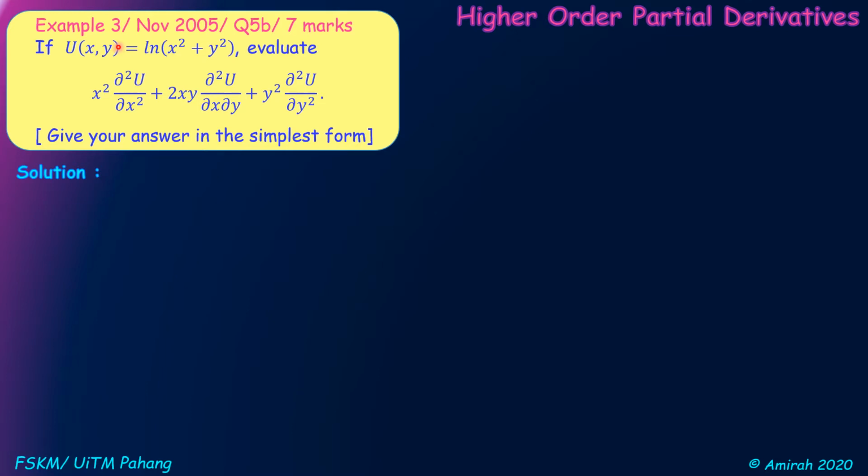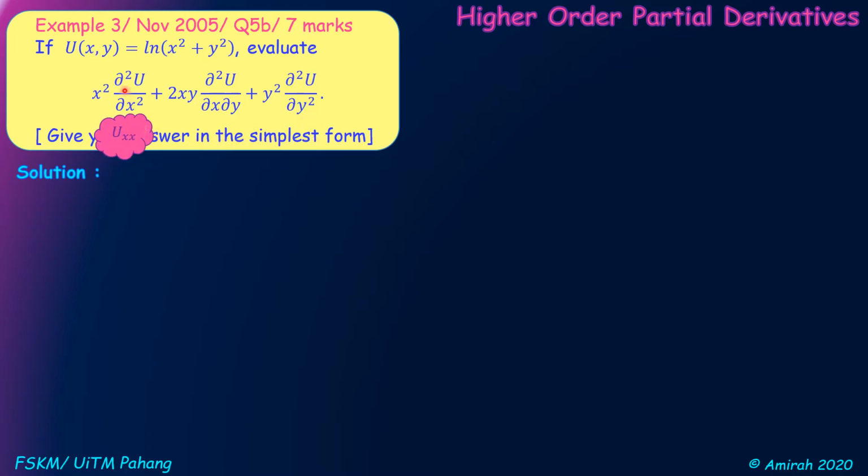Now we look at example 3 from the previous semester papers. If u(x,y) equals ln(x squared plus y squared), evaluate x squared del 2u over del x squared plus 2xy del 2u over del x del y plus y squared del 2u over del y squared. Give your answer in the simplest form.